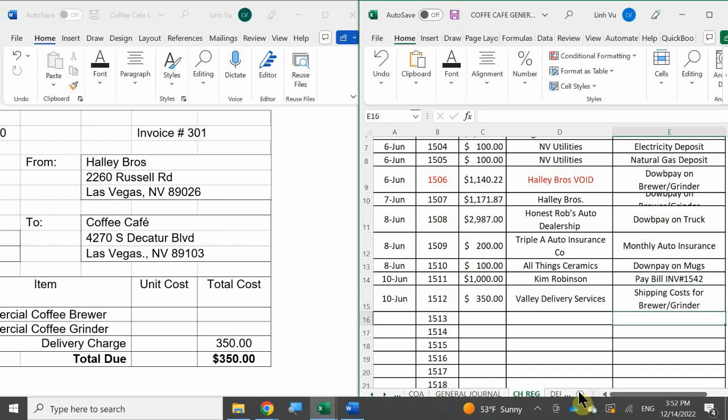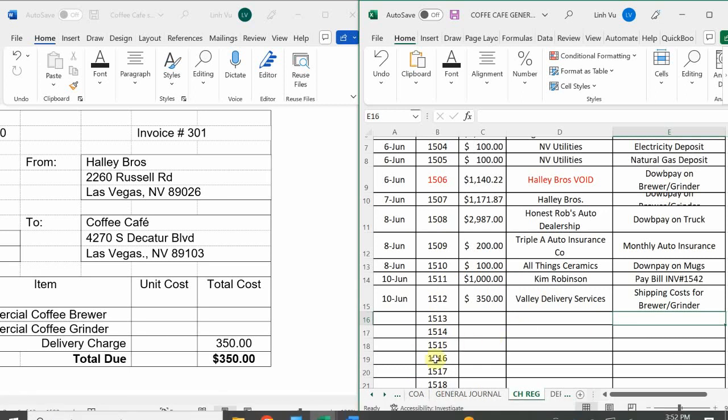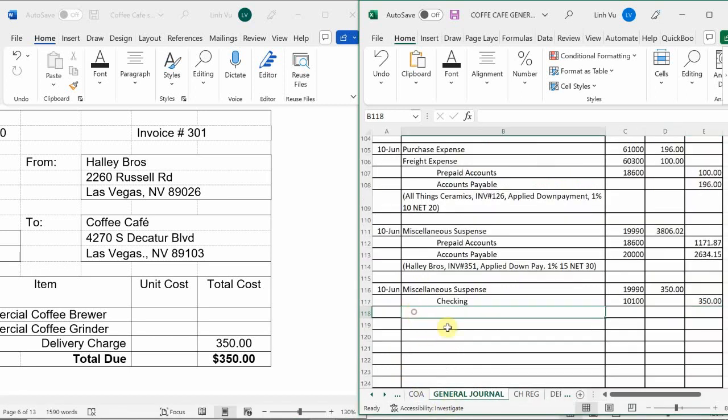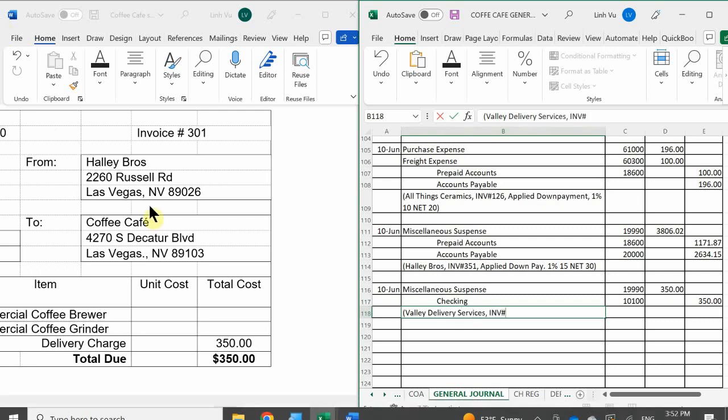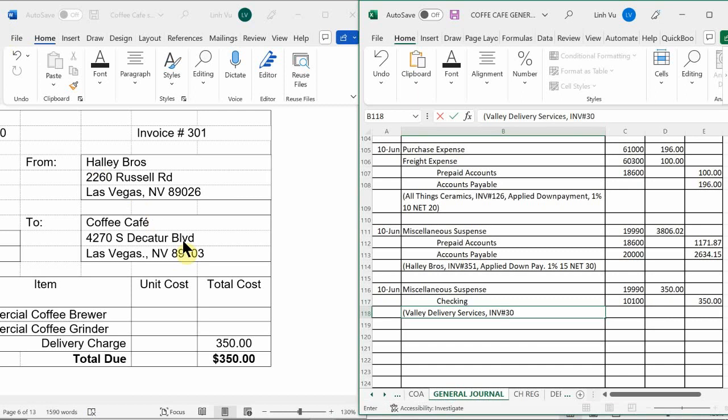So you cut a check for $15.12. Okay, so now you have all the information you need, right? You received an invoice from Valley Delivery Services. The proof of that transaction is the invoice number, coded 301. And it was cash on delivery. So therefore you paid them with check number 1512.